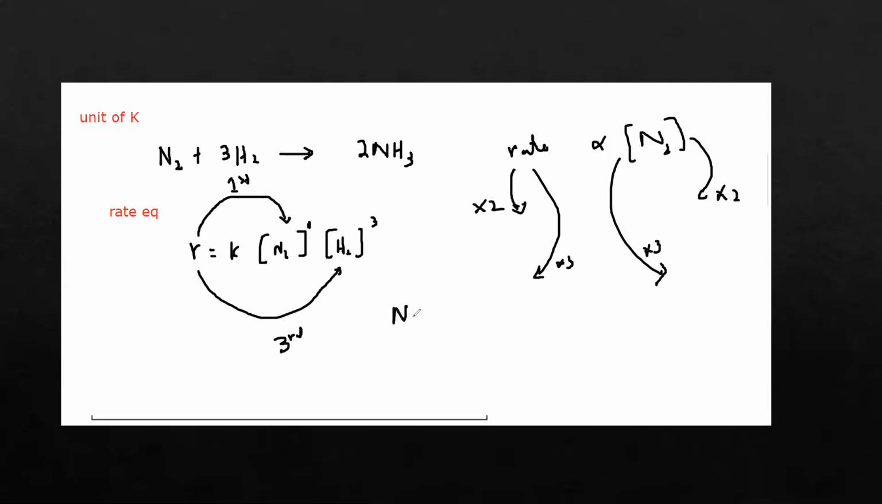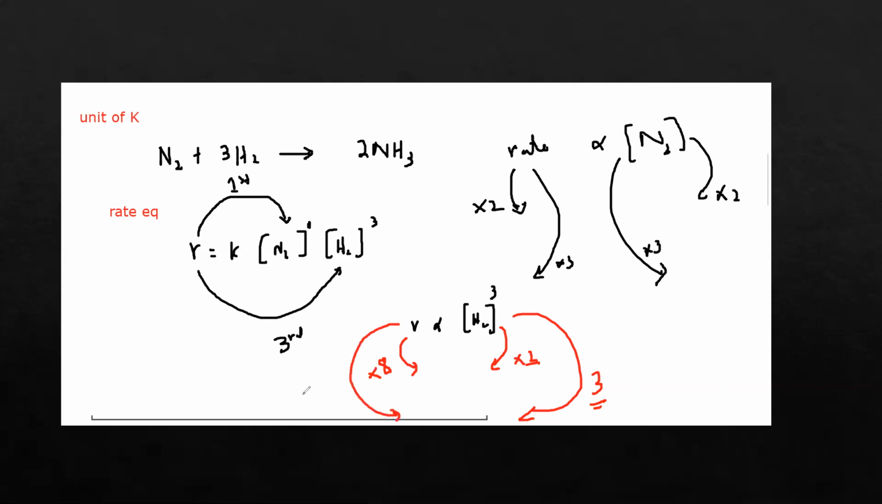And what about hydrogen? It is third order with respect to hydrogen. So how do we explain this statement? If I double the amount of hydrogen, what happens to the rate? The rate will increase by 2 raised to power 3, which is 8. So the rate will increase by 8 times. If I triple the concentration, the rate will be 3 raised to power 3, which is equal to 27. So the rate will increase by 27 times. So this is third order with respect to hydrogen and first order with respect to nitrogen.